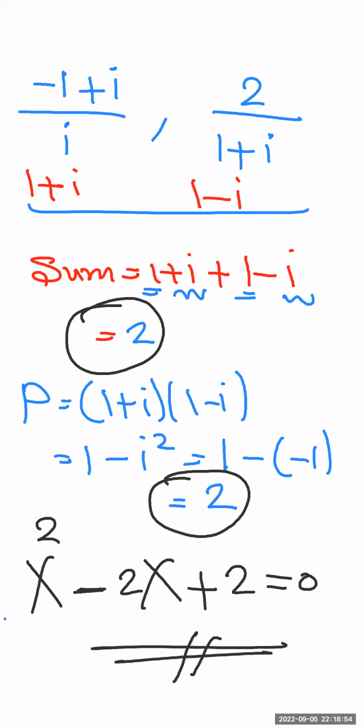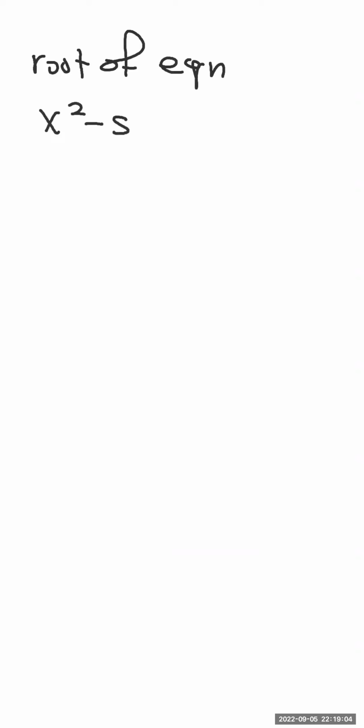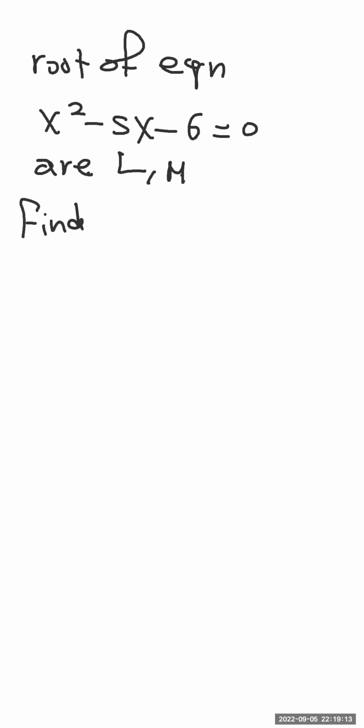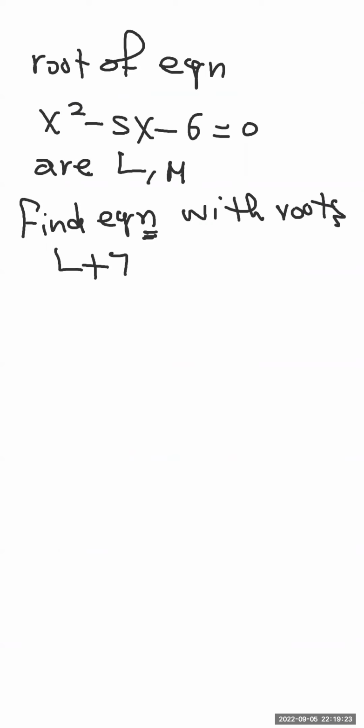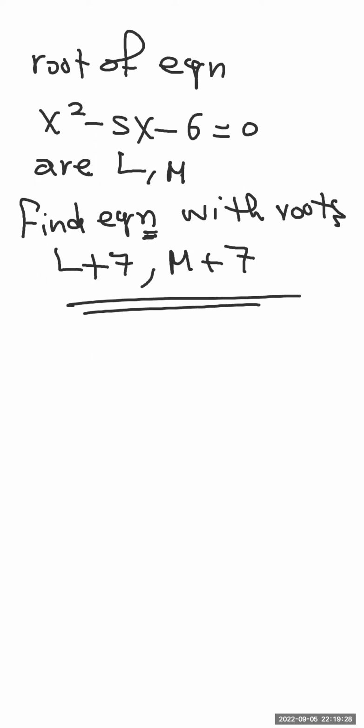Okay, the next question. If the two roots of the equation x squared minus 5x minus 6 equals 0 are L and M, find the equation with roots L plus 7 and M plus 7.